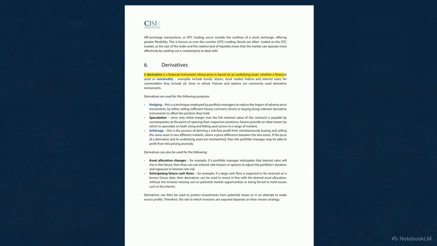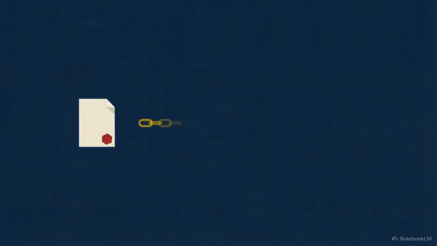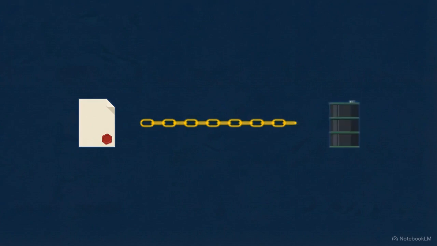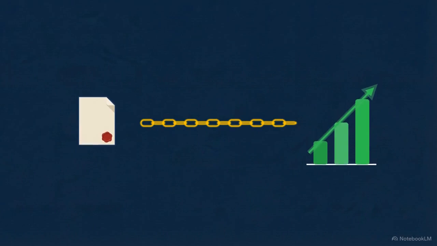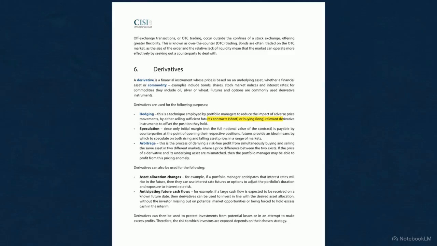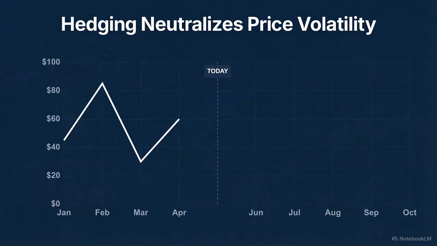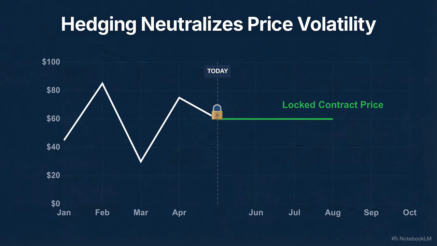Looking at this text, we see the definition of a derivative, a financial instrument whose entire price and value are tethered to an underlying asset, like a barrel of oil or a stock market index. As the document highlights here, the primary purpose of a derivative is hedging. This allows portfolio managers and commercial businesses to lock in prices today, neutralizing the impact of adverse price movements tomorrow.